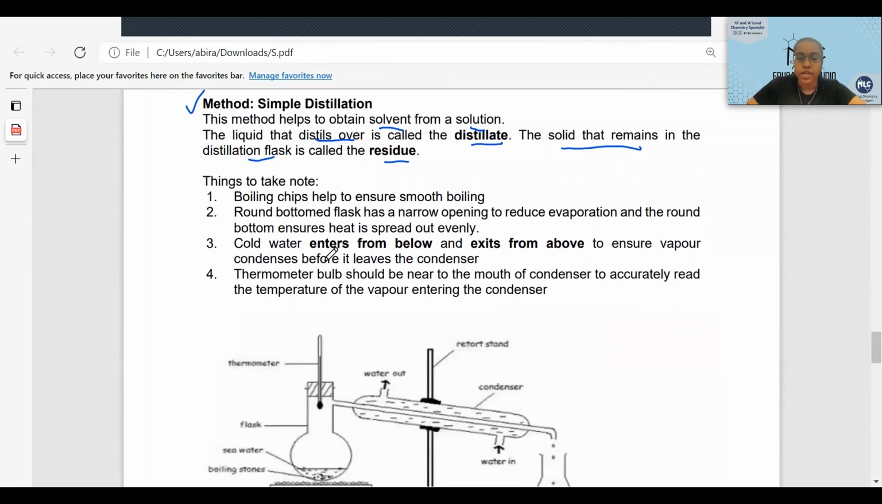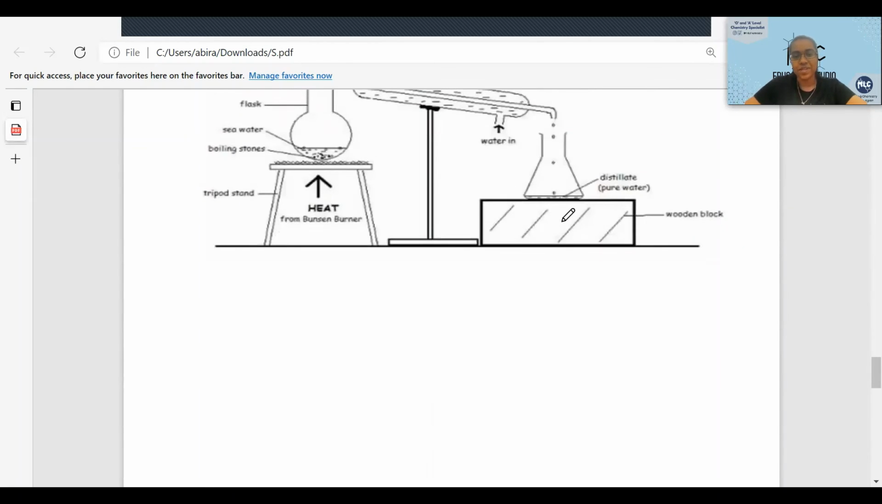Important thing to take note is where the cold water enters and where it exits. So the cold water enters from below and exits from above. Why? It is to ensure that the vapor condenses before it leaves the condenser. And that is 2 minutes of chemistry.